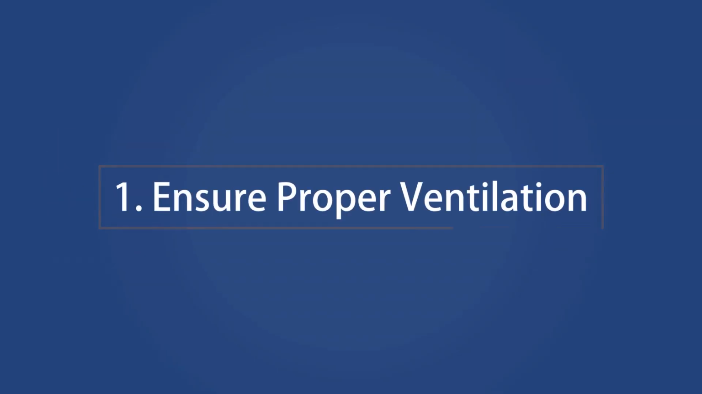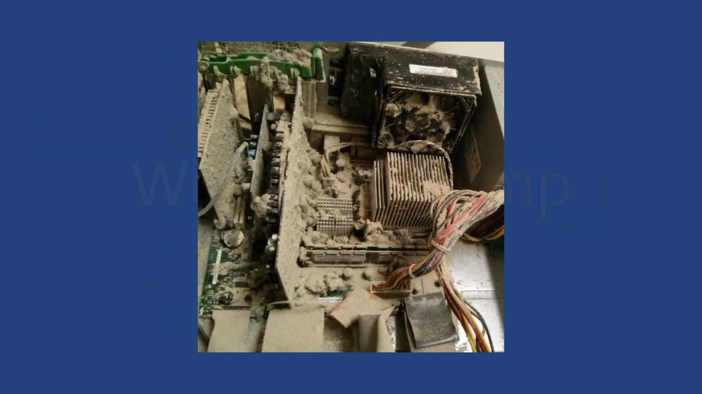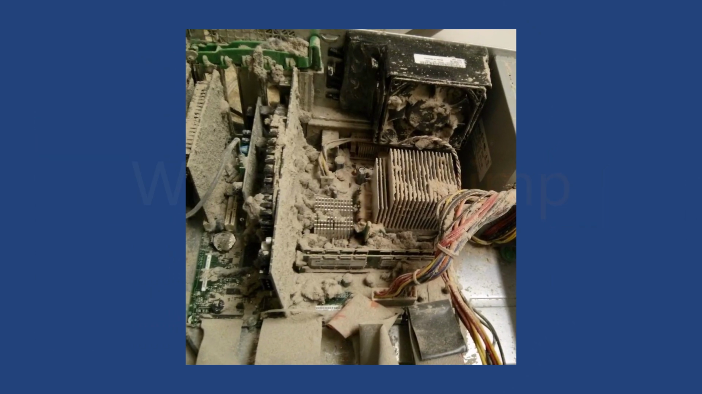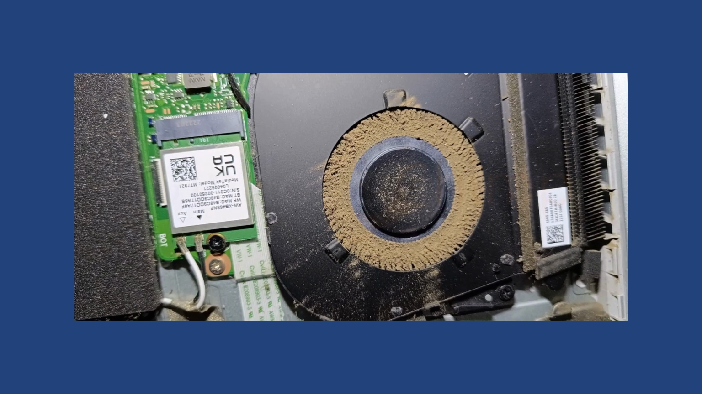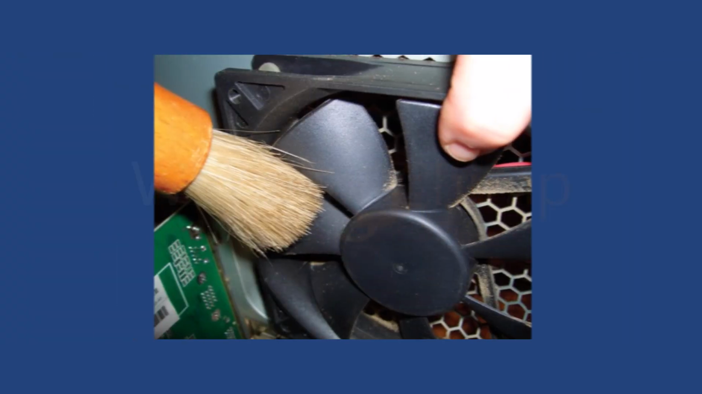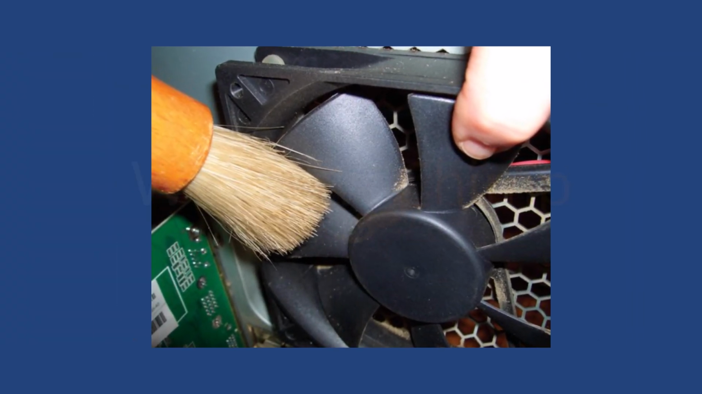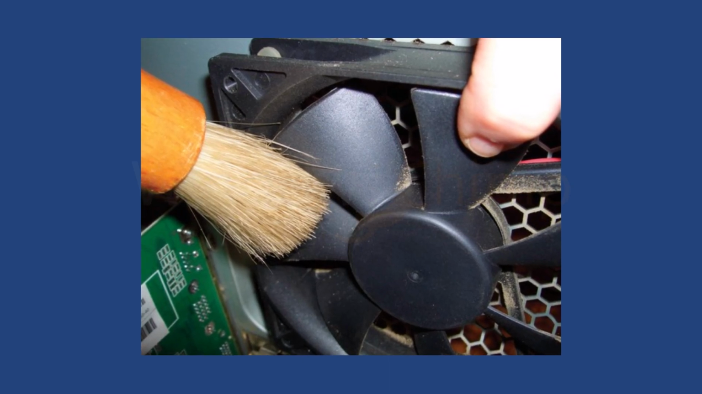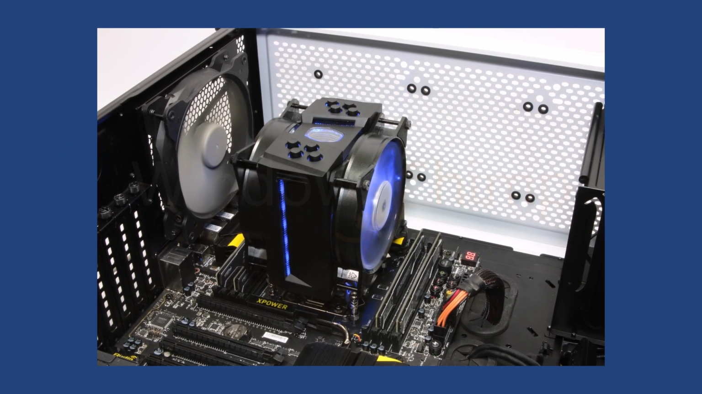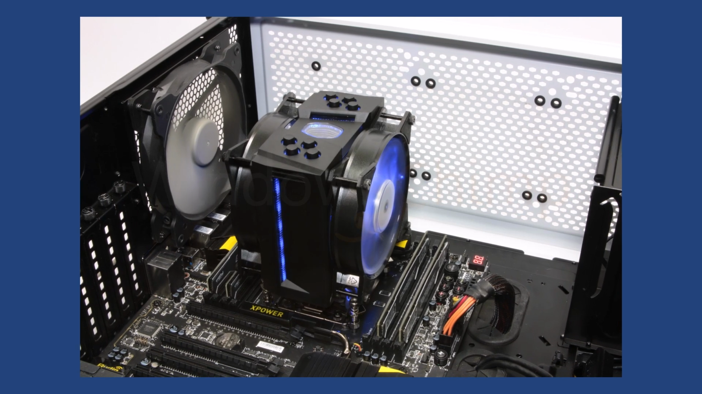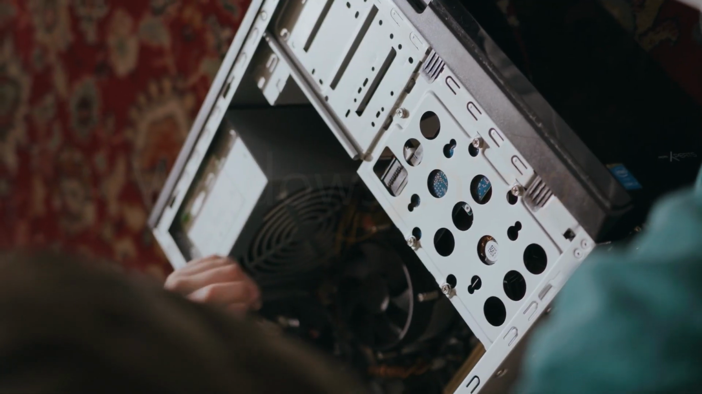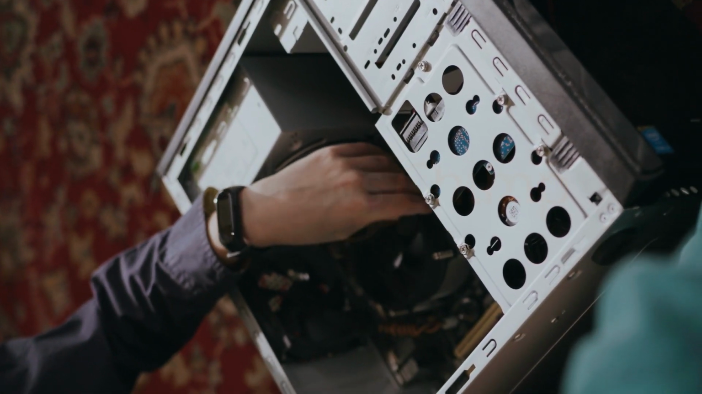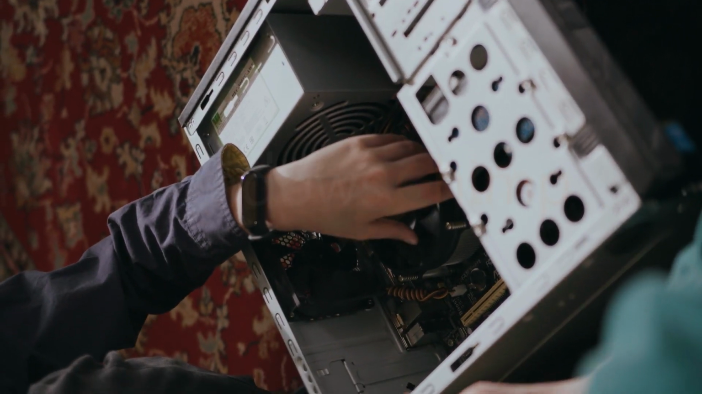Ensure proper ventilation. The first thing you can do to maintain the proper functioning of your PC is to regularly check its ventilation system. Make sure the vents, fans, and other internal components are free of dust. Clogged vents and fans increase your PC's overall temperature, causing it to slow down. So, make it a regular habit to clean the dust and ensure proper ventilation.